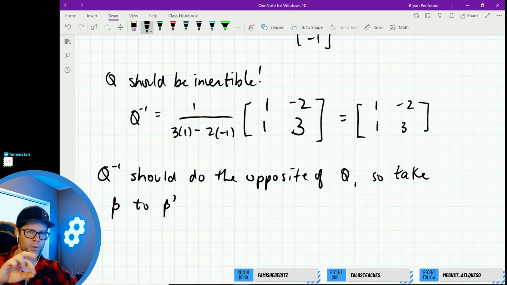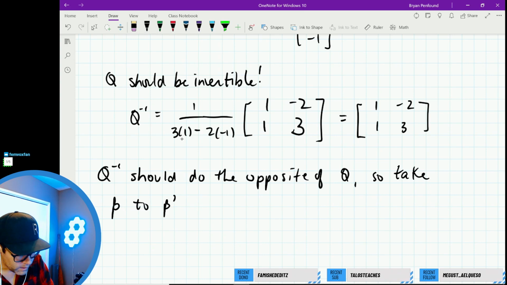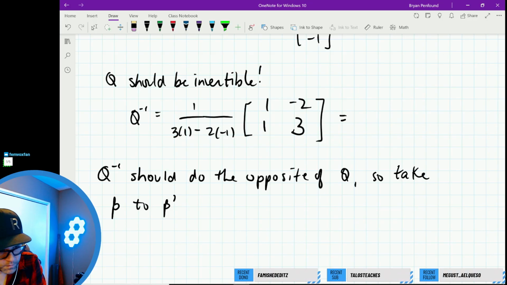Now, if Q goes from beta prime to beta, then we expect Q inverse to go from beta to beta prime. Is it? Oh, it's 5. Yes, you're right. This should be 3 plus 2. Yes, okay, so we should get 5s here. Thanks, man.